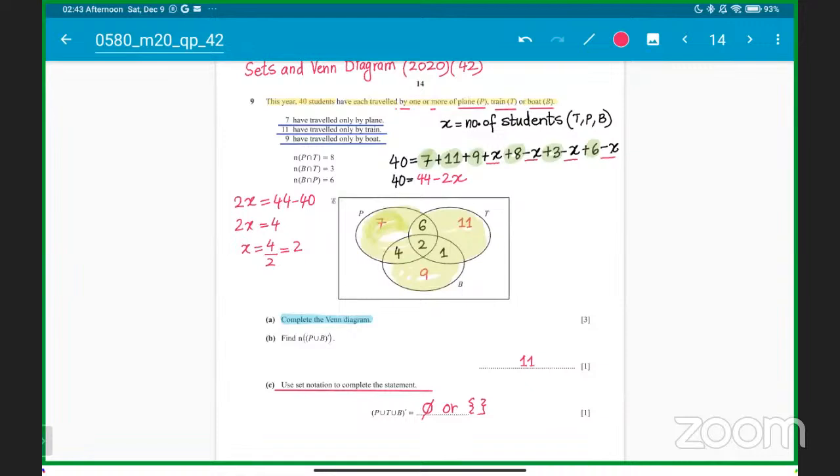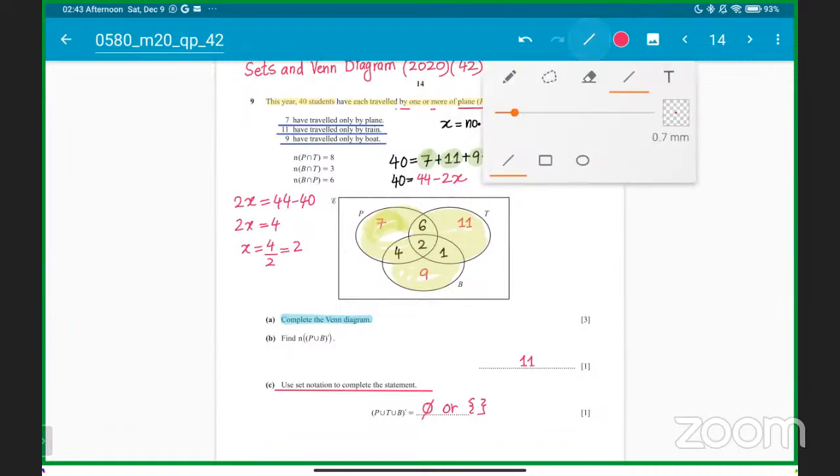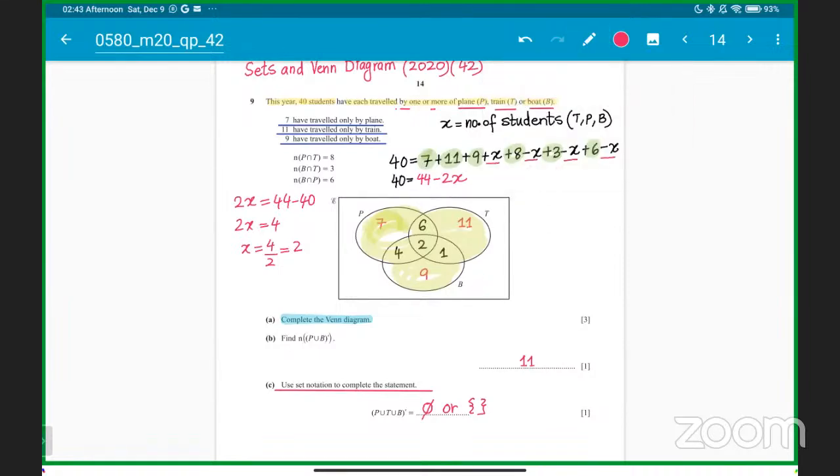So P union T union B complement is 0. That is a null set or an empty set, because there is nothing outside. There are no students who haven't traveled by plane, train, or bus. All of the students have traveled by at least 1 mode of transport.